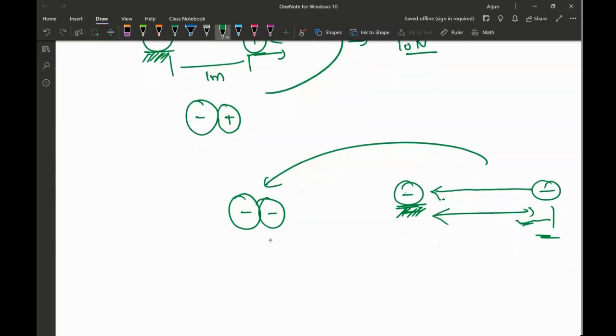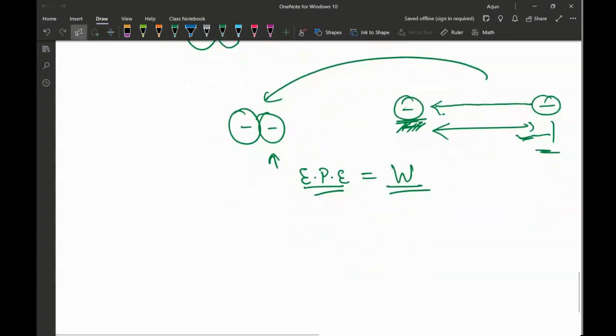So to bring them closer to each other, whatever energy I have to apply to the system will be stored in the system as electric potential energy. And electric potential energy is the same as the work done on the system. The formula for that will be force times the distance moved, but we don't need to get into that. At our level, we only need to equate it to the work done. So hopefully you were able to understand the concept of electric potential energy.